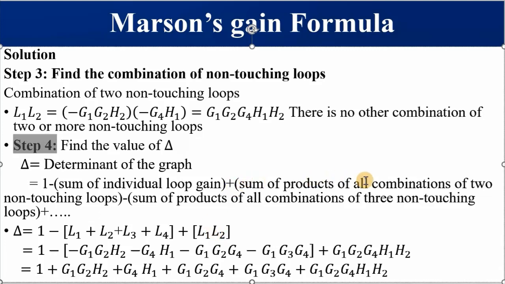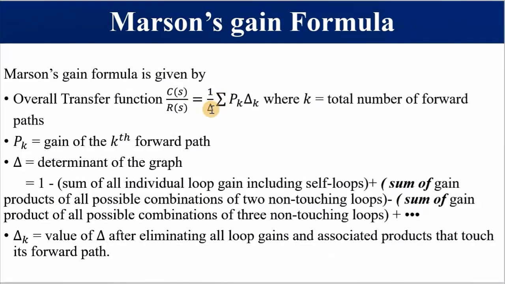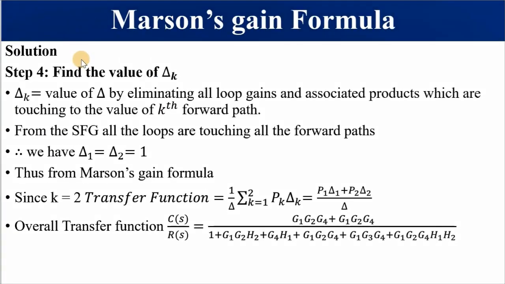We don't have the sum of products of combinations of 3 non-touching loops. We don't have higher order non-touching loops, so we are going to end there. If we simplify there, our determinant is going to be this. So this determinant is this determinant. We are not yet done.